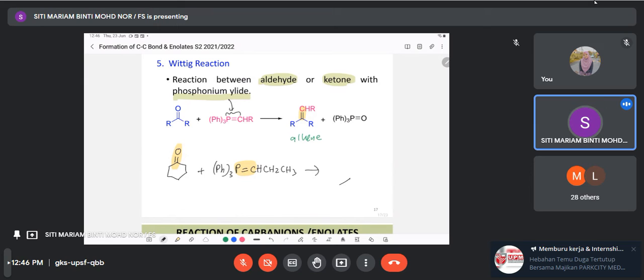Simply draw your ketone fragment first, with this double bond, and then continue with CH, CH2, CH3. Straightforward like that. Without the mechanism, you can draw the structure of the product. You connect two structures between carbon and carbon from each compound. So this is the Wittig reaction. Now, the mechanism.